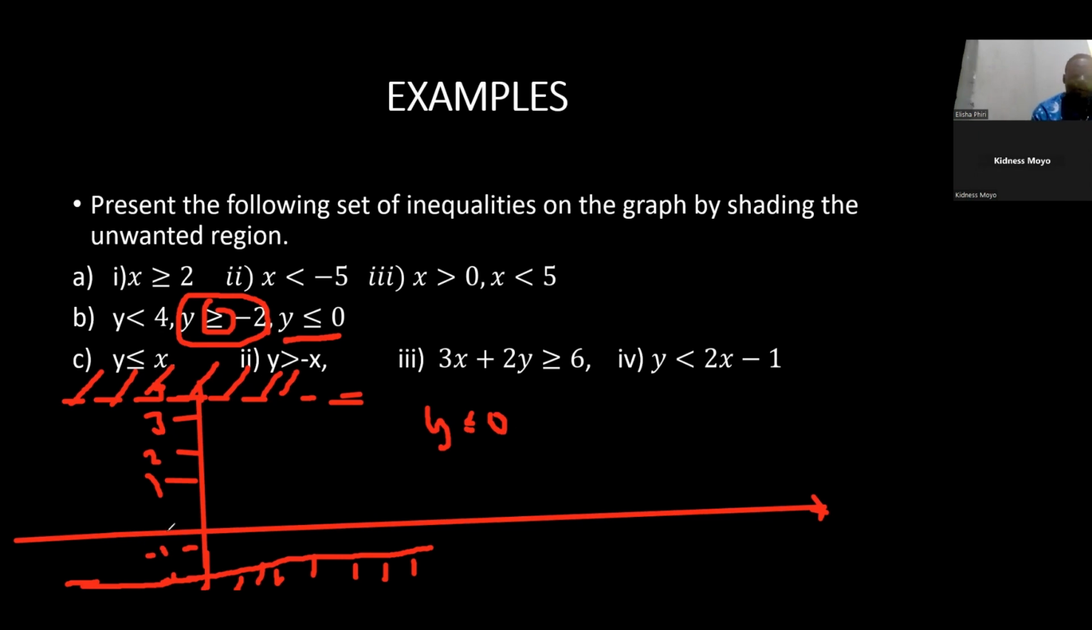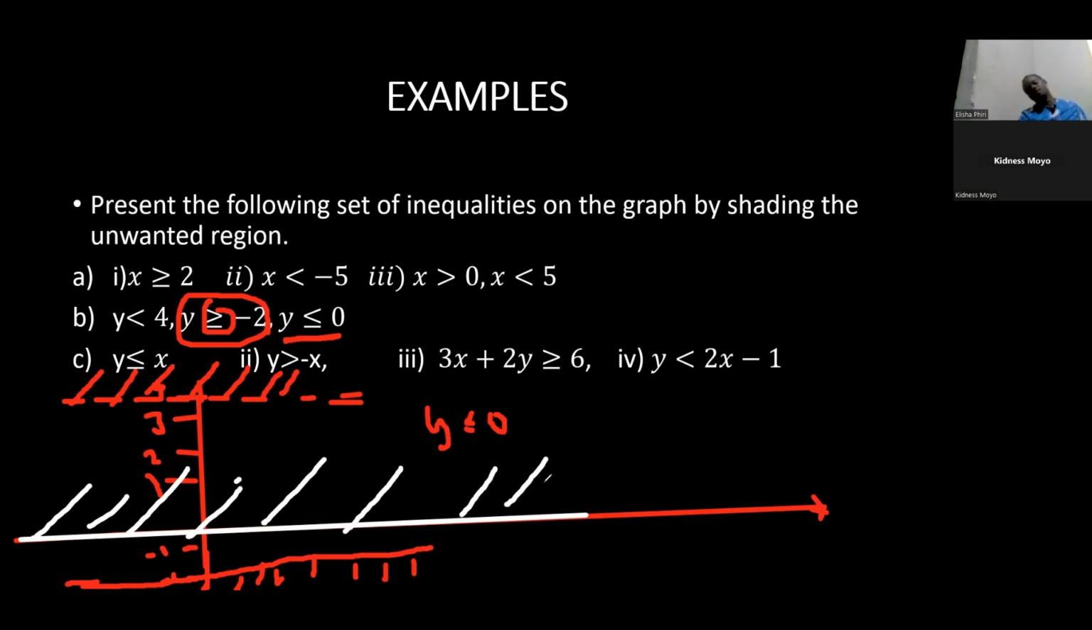So we will come here. This line will pass at 0. Now we need to determine which side has to be shaded. Less than or equal to 0, but we are shading the unwanted region, so we are going to shade the top part. These are pretty simple.